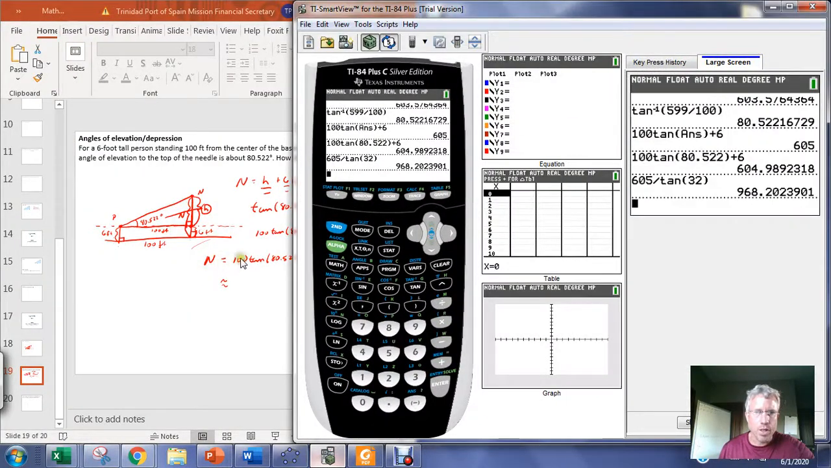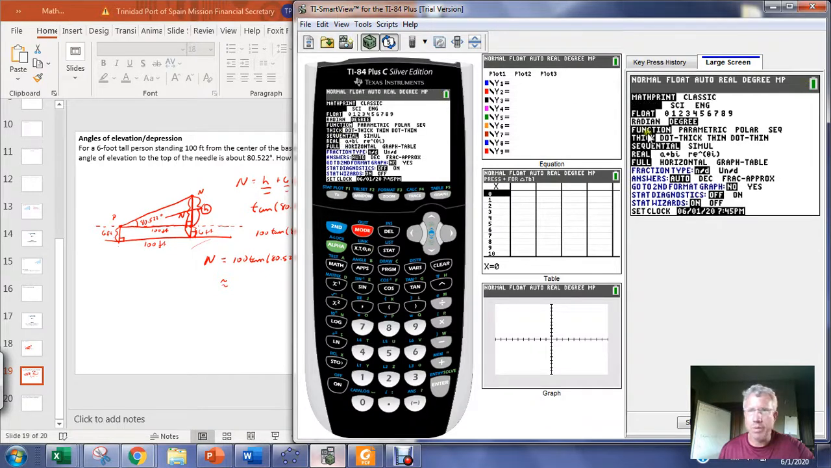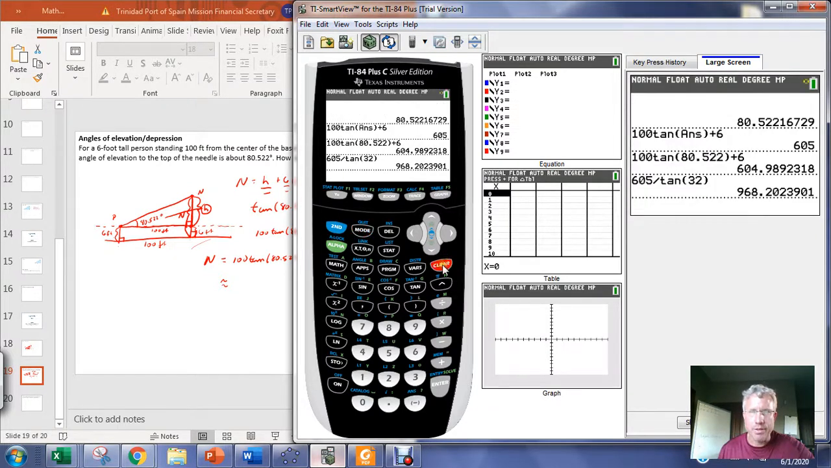And we're going to do 100. Let's make sure we're in the right mode first. We are in degree mode, so that's good. My angle is measured in degrees. So back out to the screen.